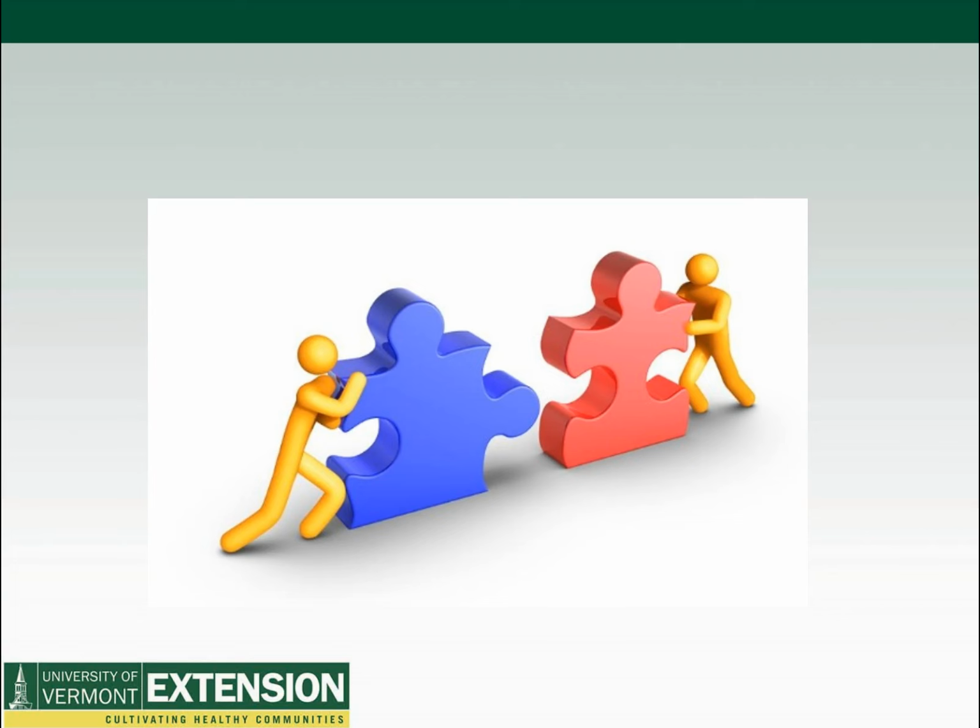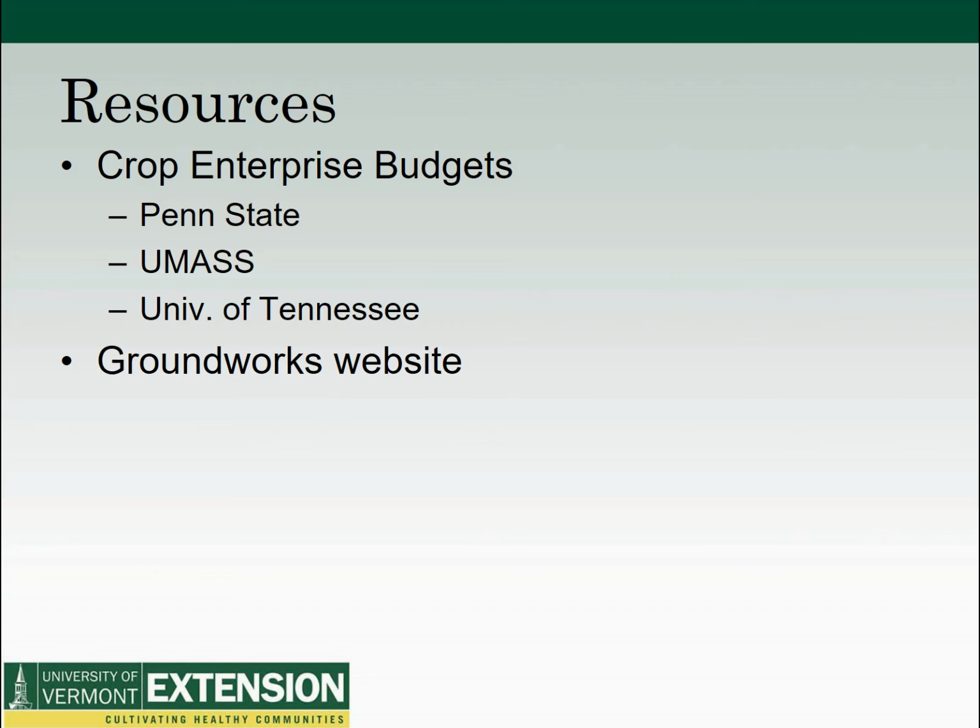Depending on the complexity of the decision to be made, I would encourage you to use a team of advisors in the partial budgeting process. As a team, they can help you think how to prepare the budget and how to interpret the results. For preparing this presentation, here are some resources that were used, mainly crop enterprise budgets from these 3 land-grant universities. All of these resources plus others will be at the Groundworks website.